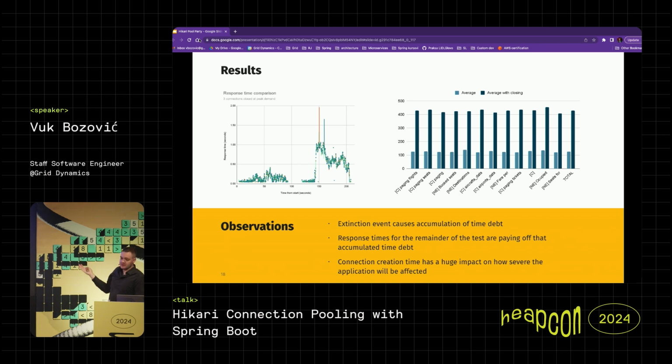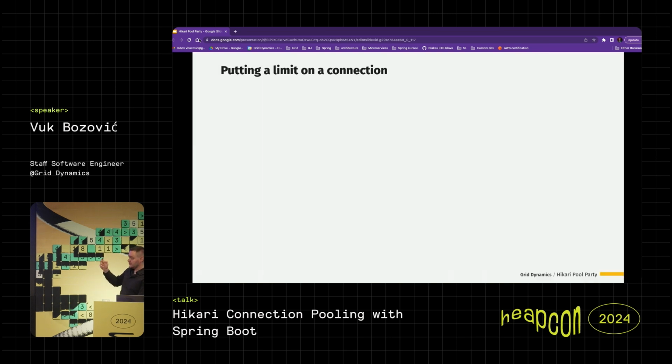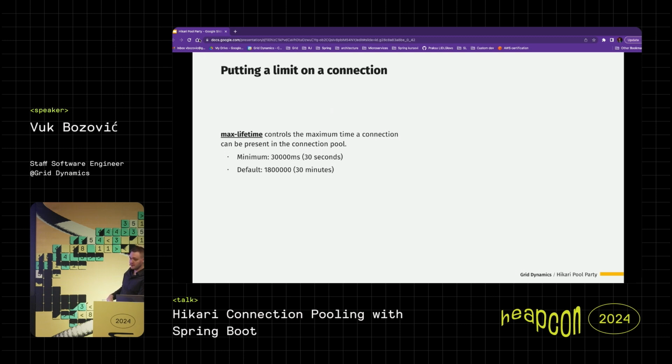So this is how we can spot mass extinction events in the wild. Usually they are spikes which refuse to go down without sufficient demand lowering. In order to combat this, there is the maximum lifetime parameter. You set it to a certain amount of time after which every connection will be closed and then a new one will be opened instead.